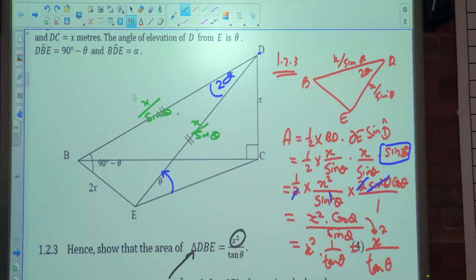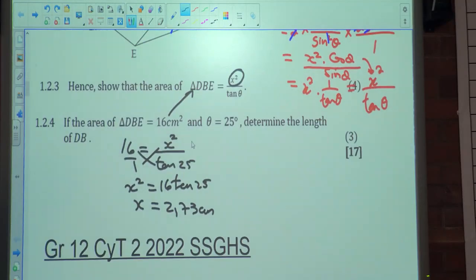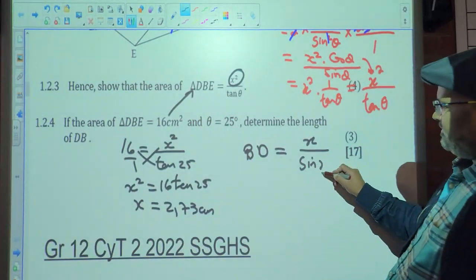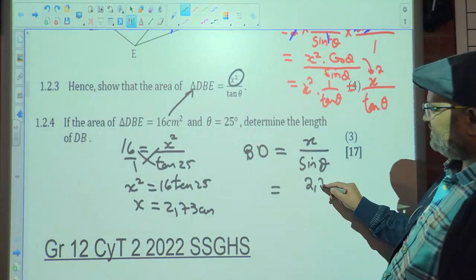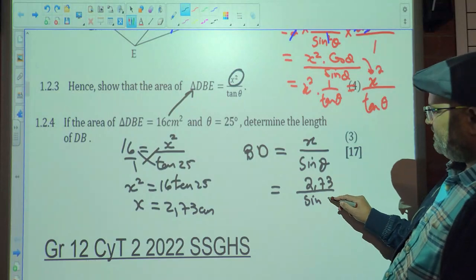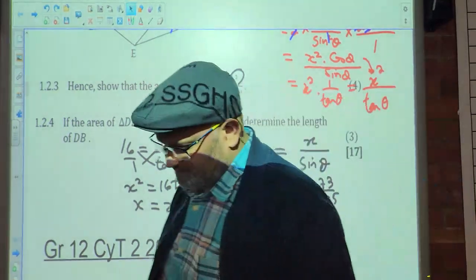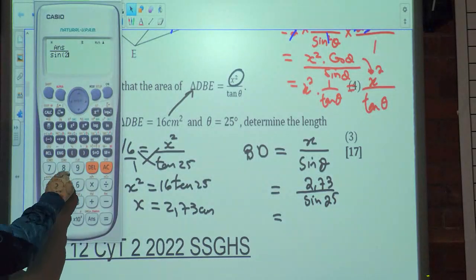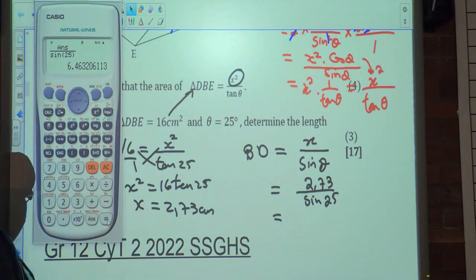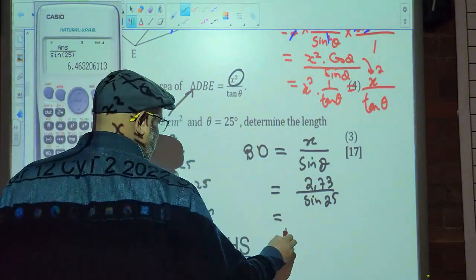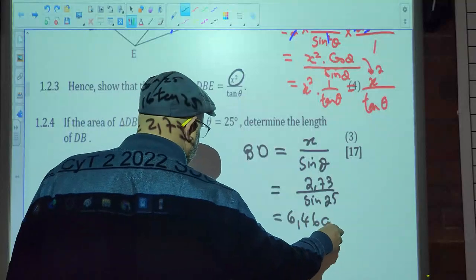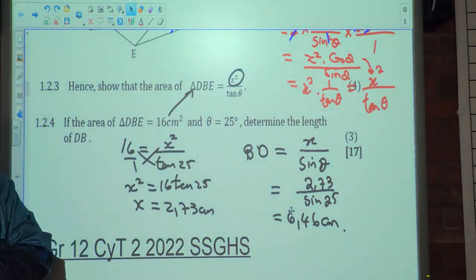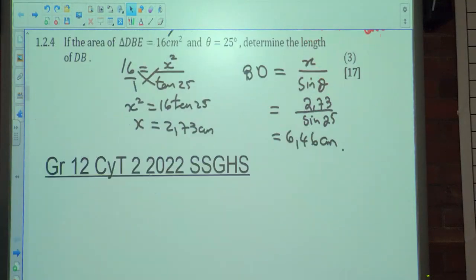Now BD is known as x over sine theta. So BD is going to be x over sine theta. So what do we say? We say x is 2,73 over sine of theta, which is 25 degrees. So this answer over sine 25 degrees. The answer 6,46. Is that correct? Okay. Any confusion there? Right?